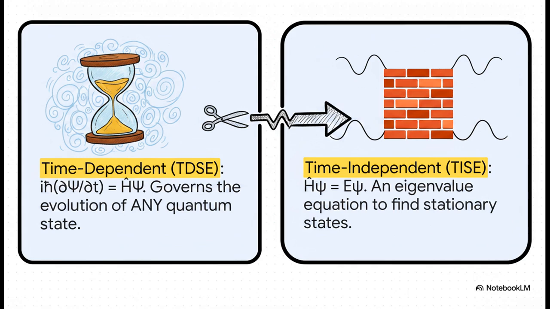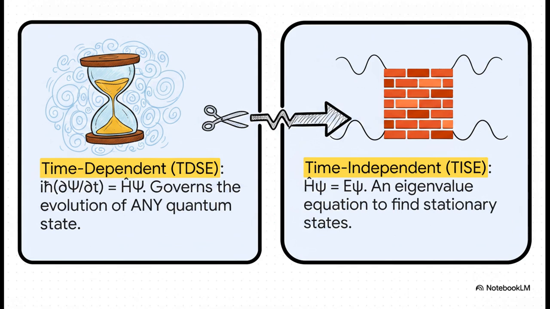The time part is easy to solve, and the space part gives us this, the time-independent Schrödinger equation, or the TISE. And this is a huge point, so don't miss it. The TISE is not a new law of physics. It's a tool. It's a special equation we use specifically to find these stationary states. And just look at its form.